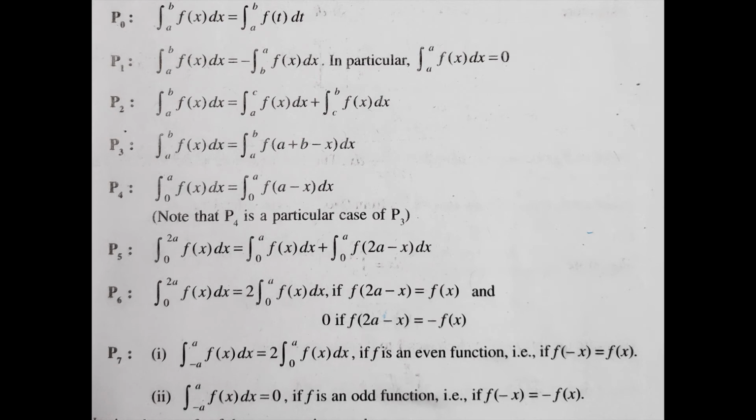Okay. Now coming to the third property, that is P2. Integral a to b f of x dx is equal to integral a to c f of x dx plus integral c to b f of x dx, where c is a value that is lying between a and b. I repeat, c is a value lying between a and b. Now, that means I am splitting the integral into 2. Okay.